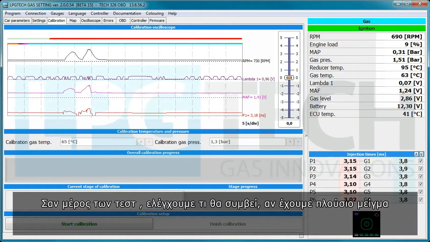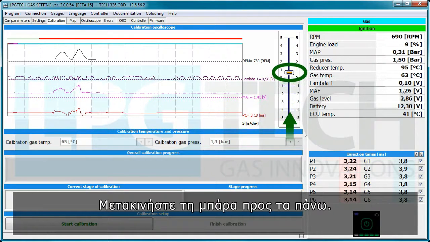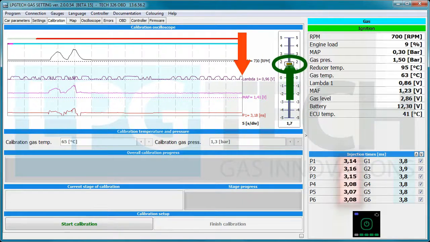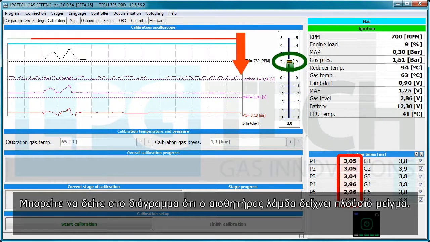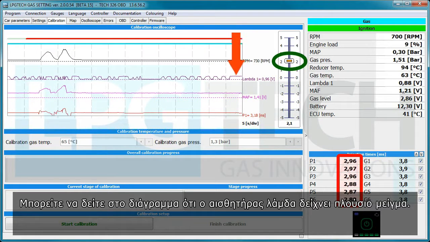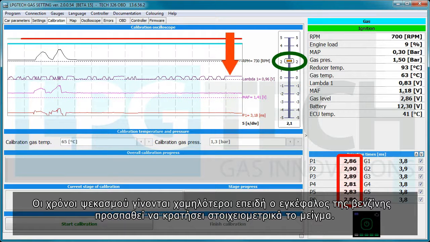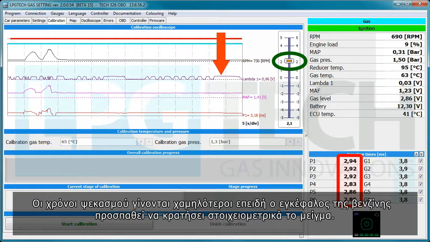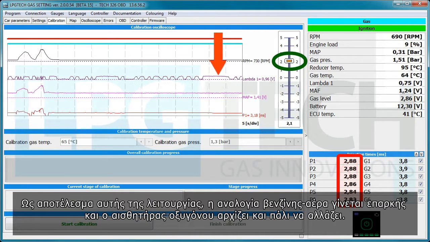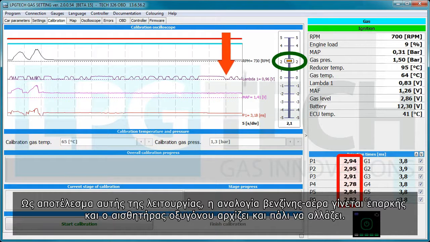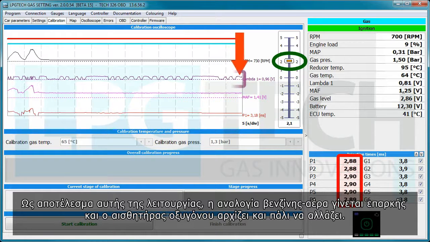As part of the test, we check what will happen if we make a rich mixture. Move the slider upwards. You can see on the diagram that the oxygen sensor shows rich mixture. Injection times of petrol are becoming lower because the petrol controller still wants to keep a stoichiometric mixture. As a result of this operation, the petrol-air ratio becomes adequate and the oxygen sensor begins once again to wave.